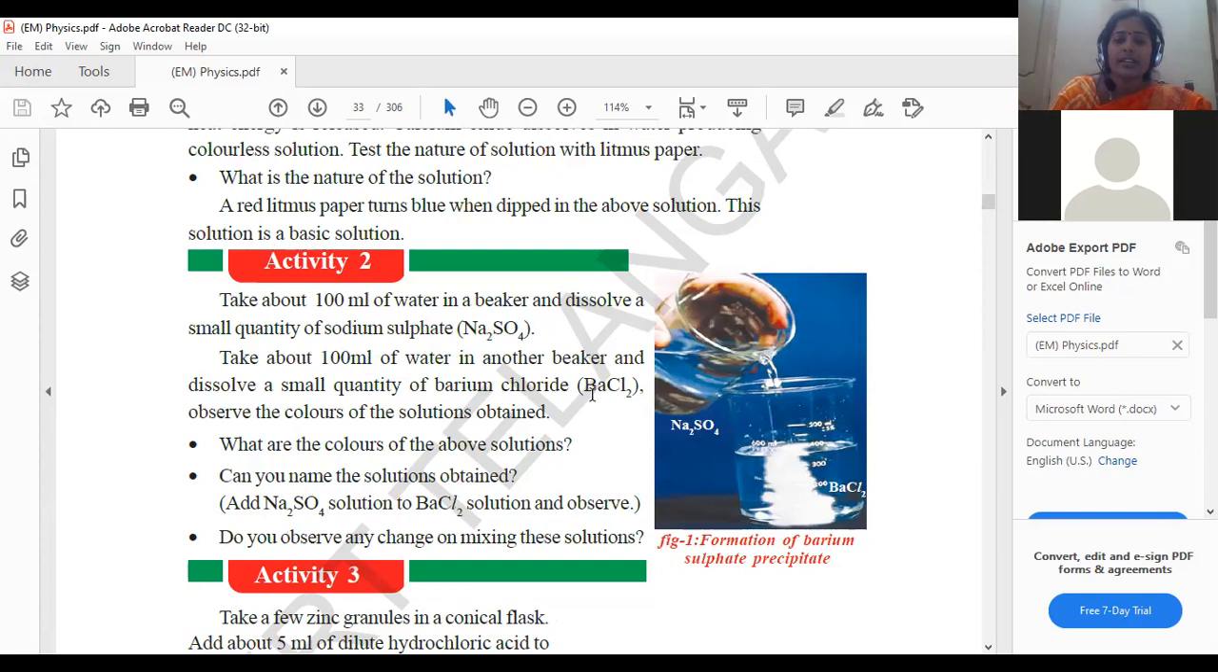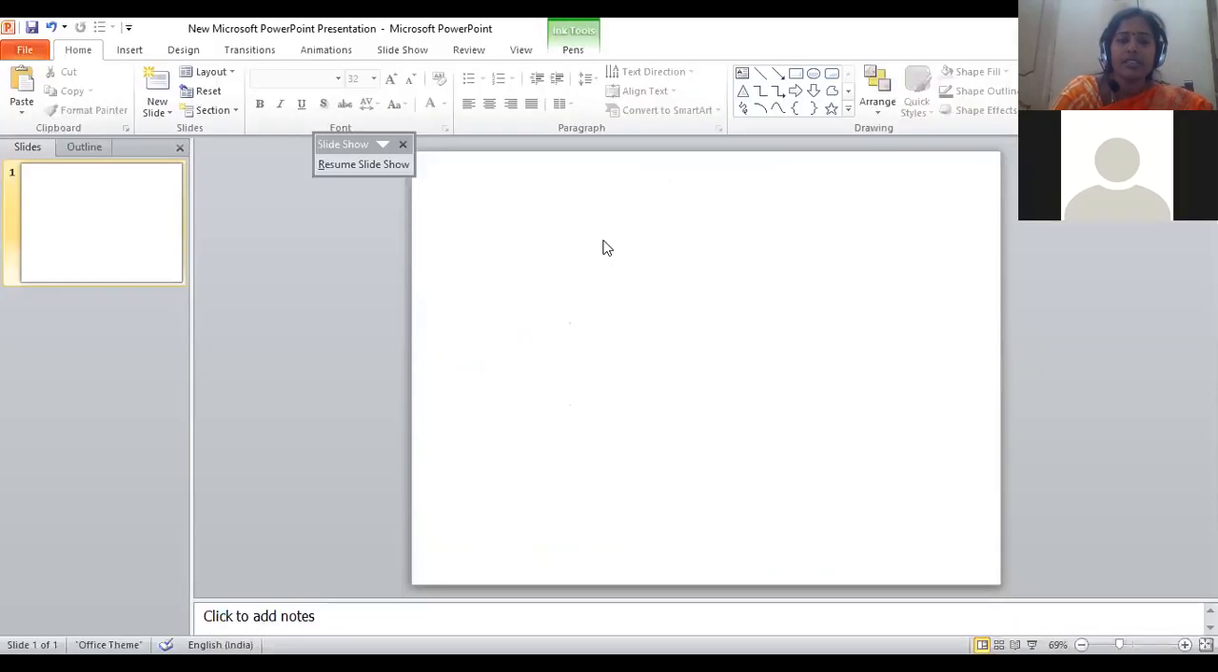Now, another beaker was taken and 100 ml water was poured into that. In that 100 ml water, barium chloride was dissolved. One beaker has sodium sulfate water, the second beaker has barium chloride water. Both are colorless initially. But when both solutions get mixed, you can observe a white color precipitate formation. Then let us see what is the reason for that white precipitate formation. So let us explain that using the pen tab here.